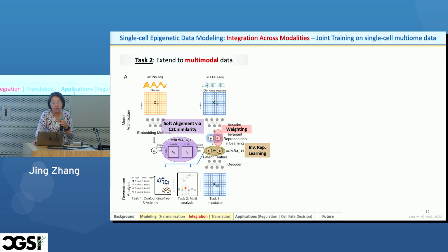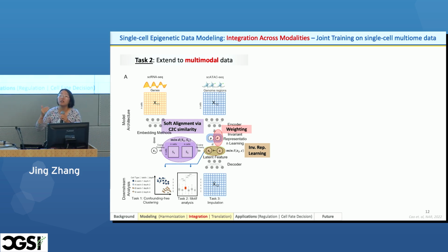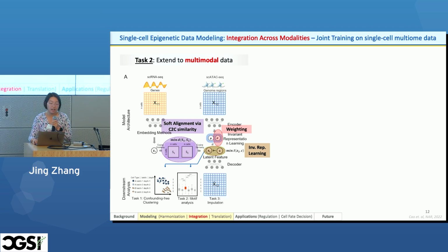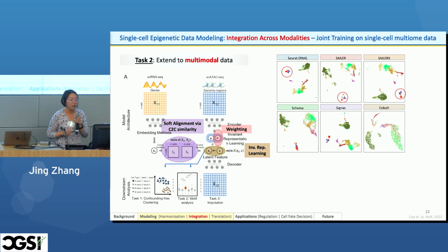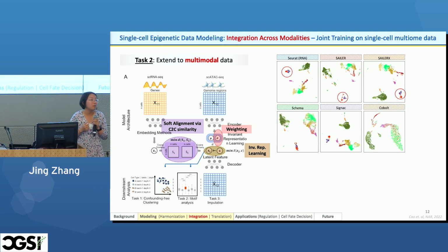And the third one is we inherited the invariant representation learning scheme from our single modality analysis. So we call this method CGSI. Here is one example where we applied our method on the public PBMC data.